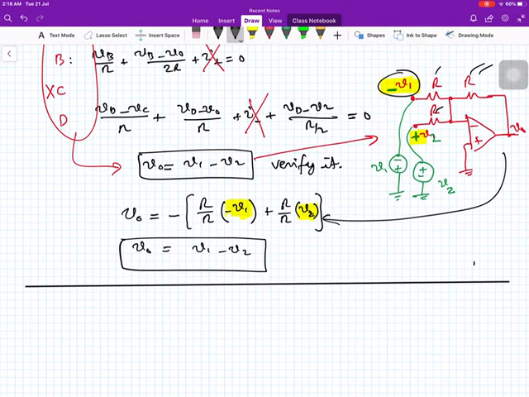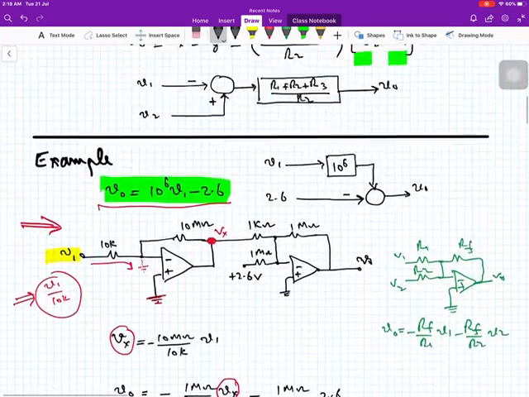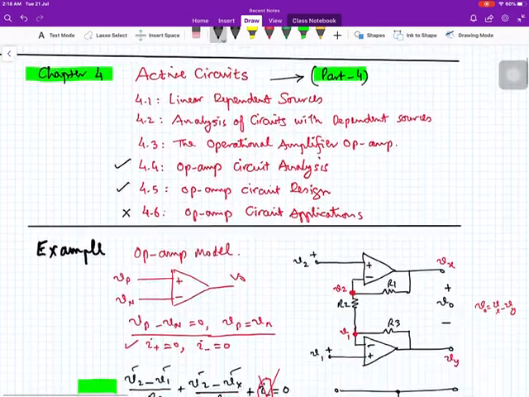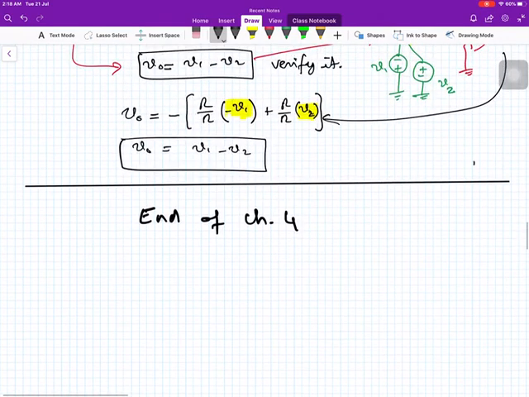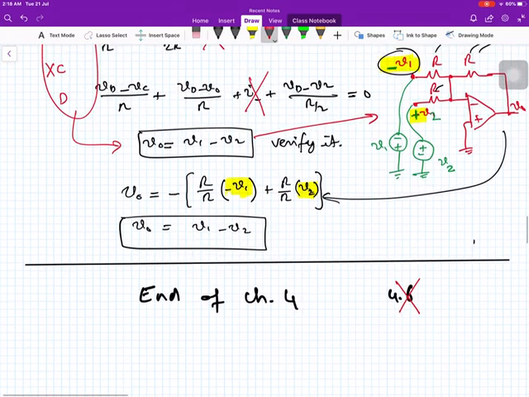So with this I will say this is the end of chapter 4, except the last section 4.6, which I have skipped. I have skipped section 4.6, and I'll discuss it at the end of the course, depending on the availability of time.